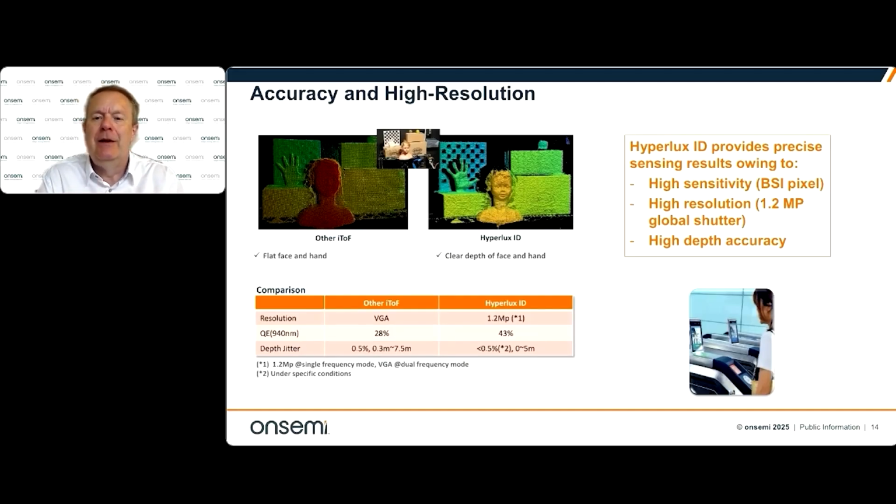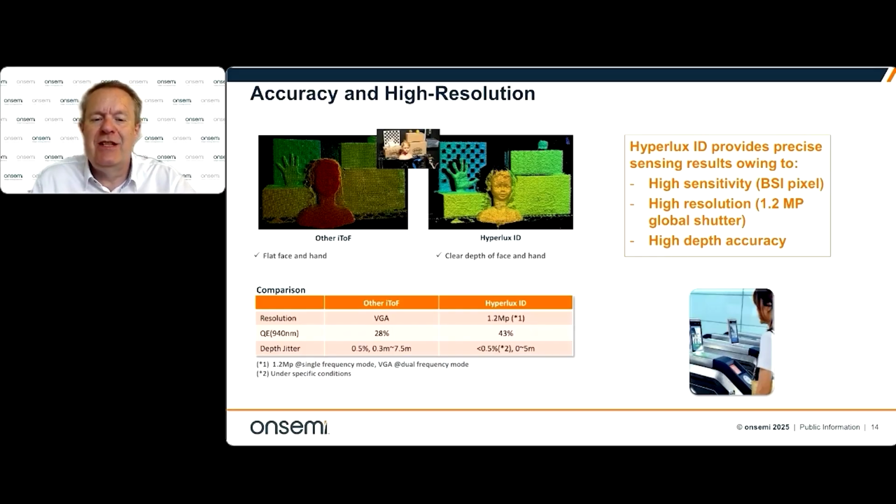Okay, I've also talked about accuracy and high resolution. Hyperlux ID has precise sensing results. It has a high sensitivity global shutter BSI, backside illuminated global shutter pixel. So backside illuminated, very highly sensitive, particularly in the near IR range. Obviously we're using pixels that are in the near IR range, in this case 940 nanometer lasers, so you really need to have that high sensitivity at that wavelength. At 940 nanometers for Hyperlux ID, we have a 43% QE compared to existing iToF, which is much less than 30%. That's really important for accuracy.